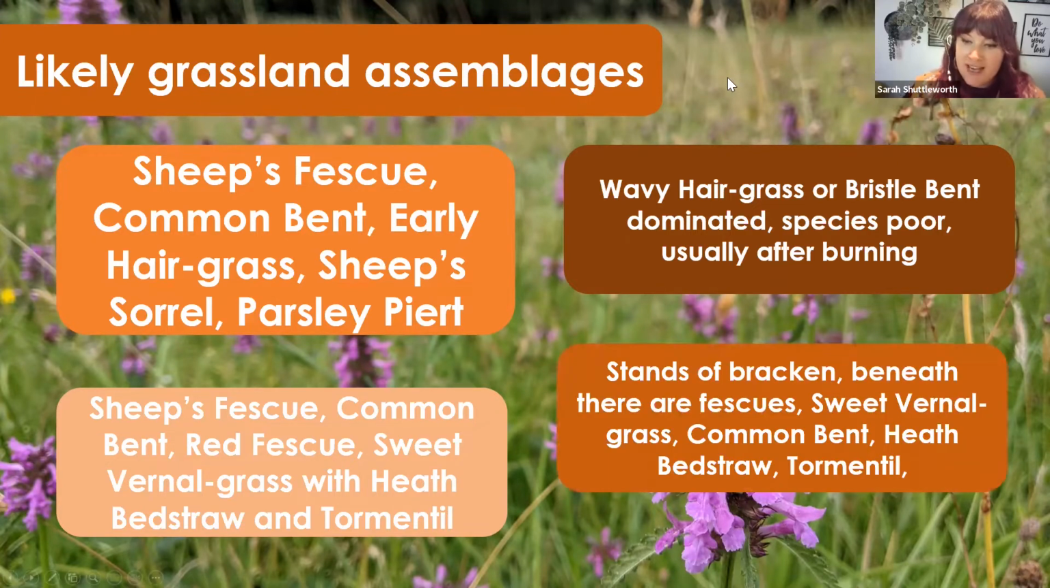Maybe you've got some stands of bracken, and then beneath the bracken, there are fescues and sweet vernal grass and all of those other species, but they're sort of lower growing and underneath the stands of bracken. So that's another one that you can have.